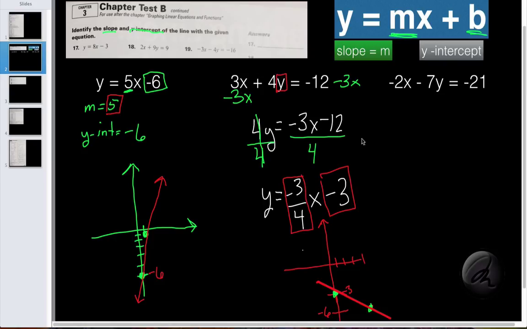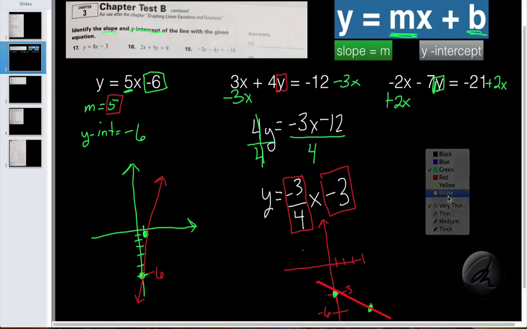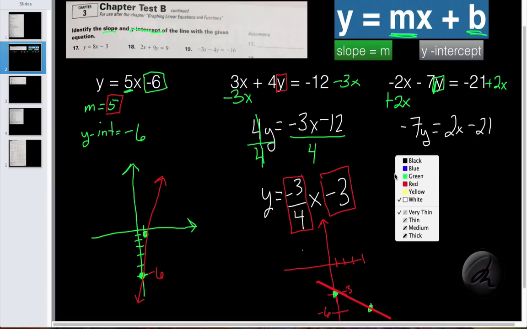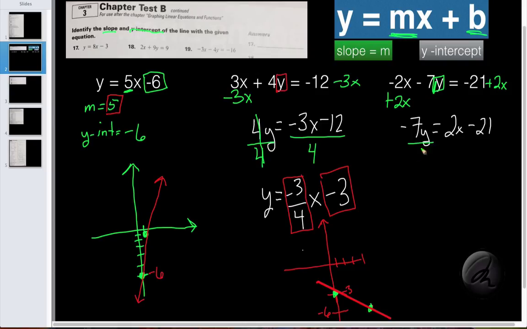Okay? All right, so let's look at the next one now. Okay, again, one that is not so obvious. I need to get my y by itself. So I would add 2x to my other side. And then that leaves me on this side of the equation with a -7y, and then 2x minus 21. So again, I'm getting closer. So since my -7 is attached by multiplication to my y, I will divide it. So I divide the other side by -7 as well.